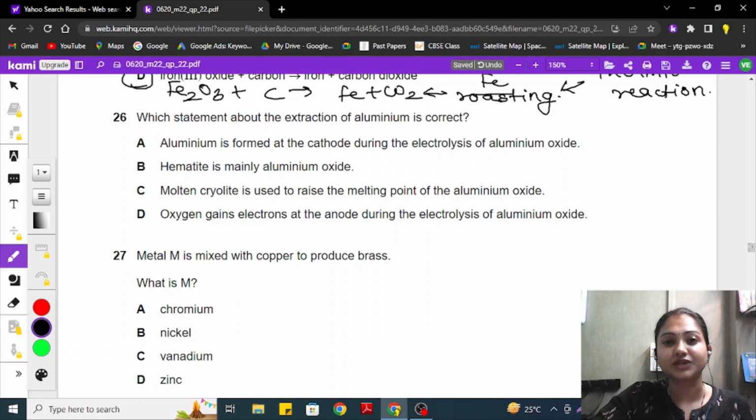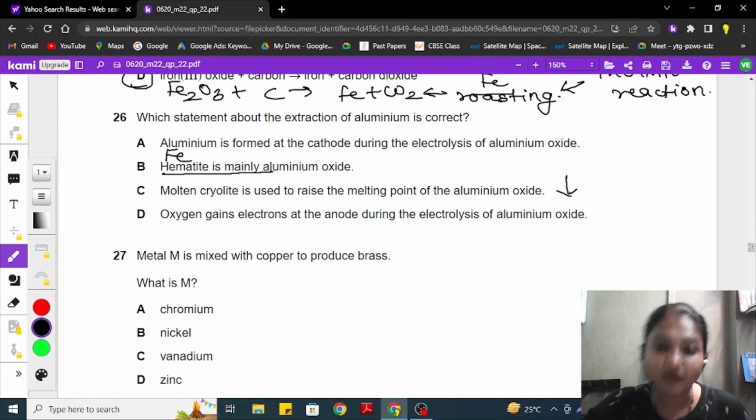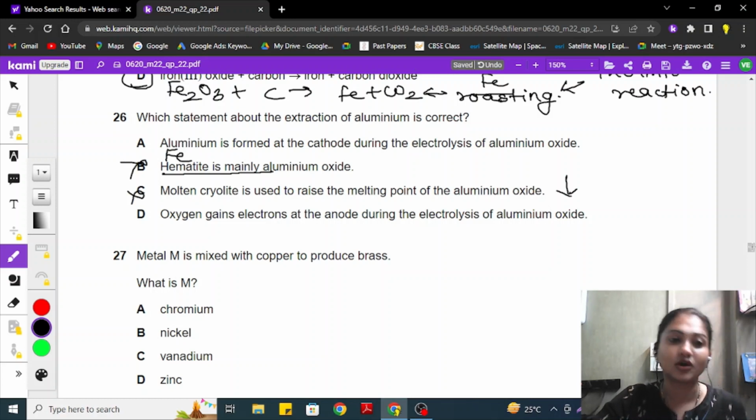Which statement about the extraction of aluminium is correct? Okay. This is the second step. Aluminium is formed at the cathode during the electrolysis of aluminium oxide. Let's see the next option. Hematite is only aluminium oxide. No, hematite is an iron oxide. It is not. Molten cryolite is used to raise the melting point of the aluminium oxide. No. It helps to reduce the melting point of the aluminium oxide. So it is definitely not. Oxygen gains electrons at the anode during the electrolysis of aluminium oxide. No. So this is our very first option A.